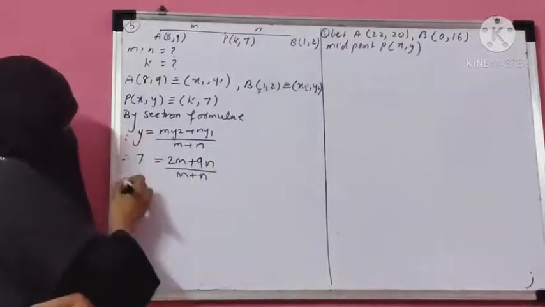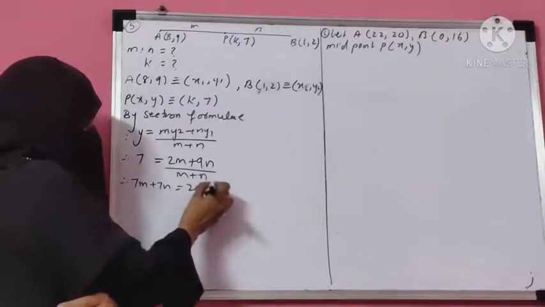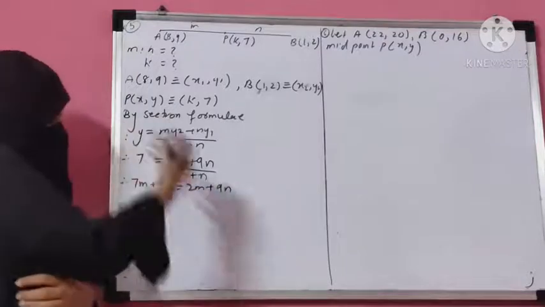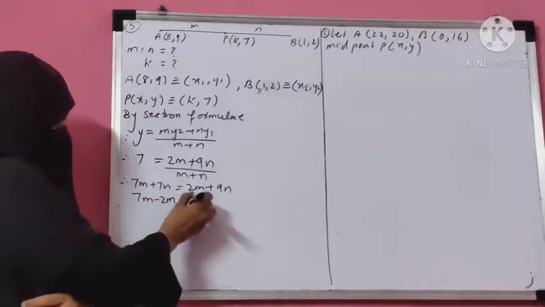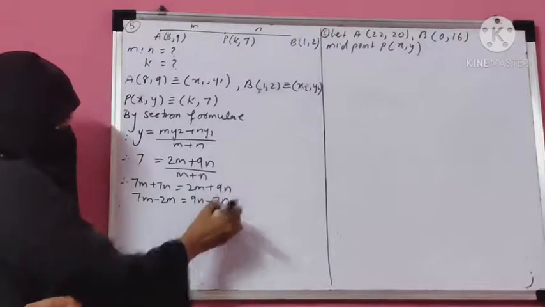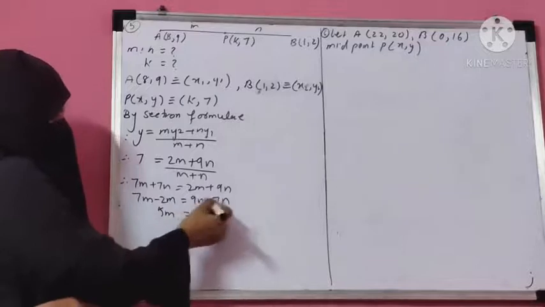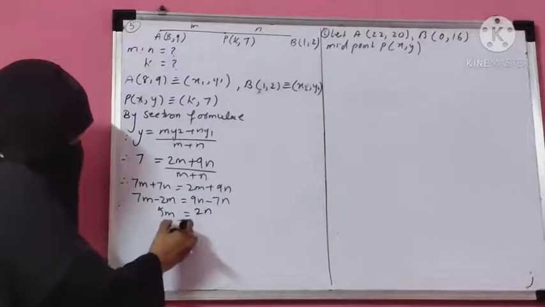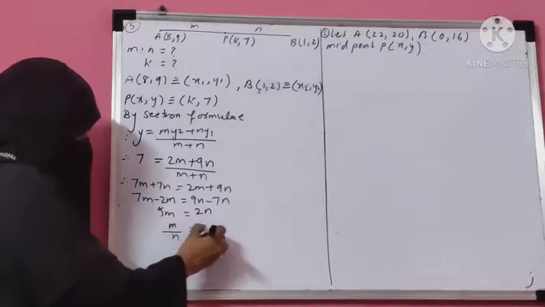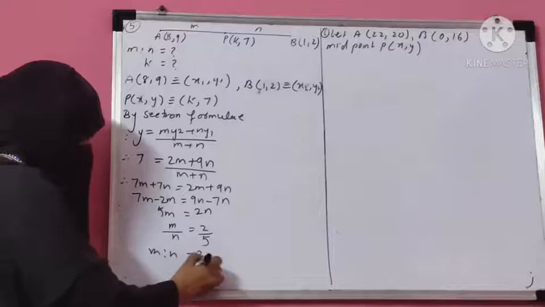Now in a similar way it becomes 7m plus 7n is equal to 2m plus 9n. Shift the m part to one side. So 7m minus 2m, 9n minus 7n. 7m minus 2m is 5m. 9n minus 7n is 2n. Now make the ratio. So m upon n is equal to 2 upon 5. So m is to n is equal to 2 upon 5.